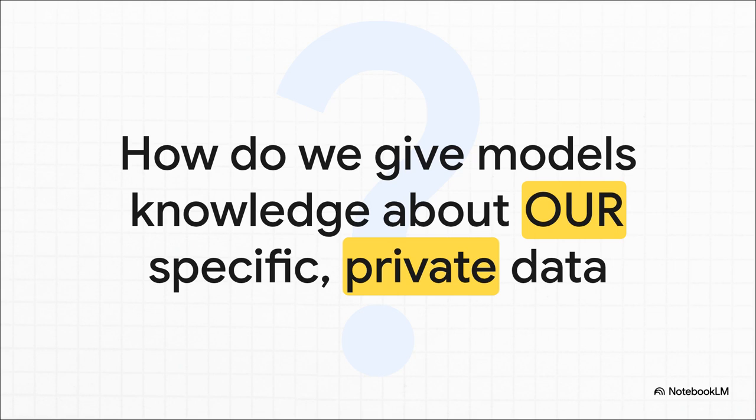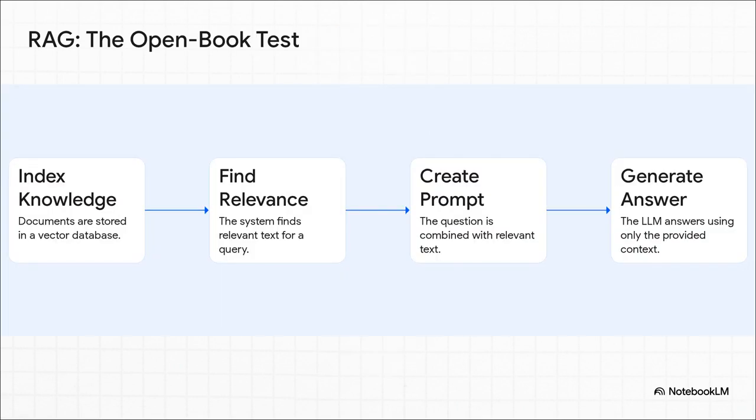The base models know all about the public internet, but what if your company wants to use an LLM to answer questions about its own internal reports or its private customer database? You can't just retrain one of these monster models from scratch. So how do you do it? Well, the answer is this brilliant technique called Retrieval Augmented Generation, or RAG.